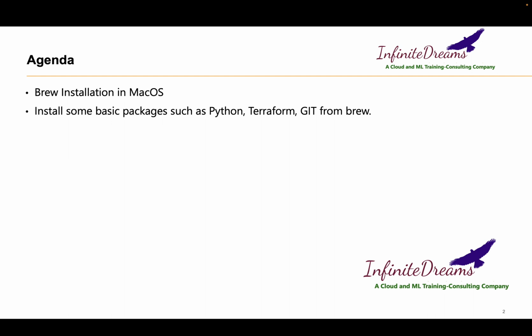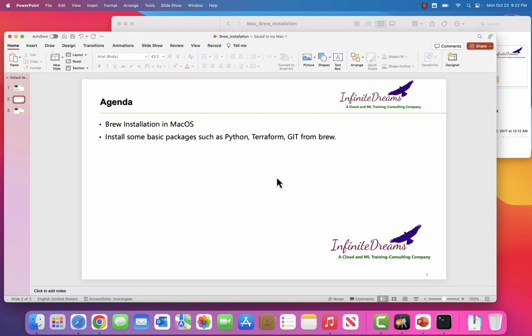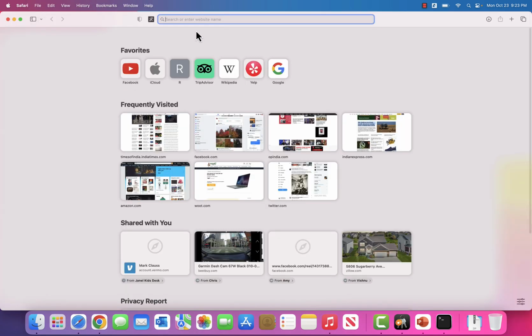So what is Brew? Brew is a package manager, and using this package manager you can install most of the libraries via Brew itself. You don't need to install those libraries one by one. So in this video we will see how to install Brew in macOS, and with Brew we will try to install some of these packages.